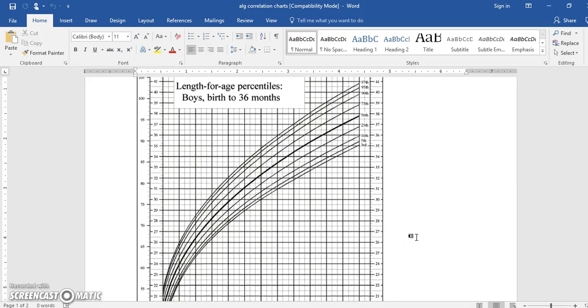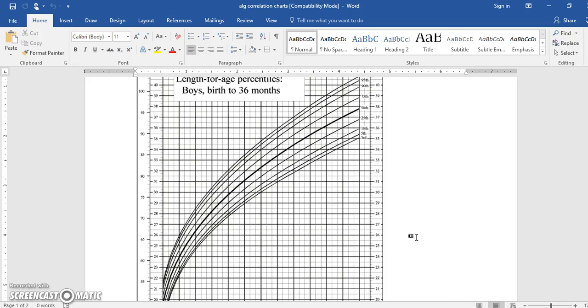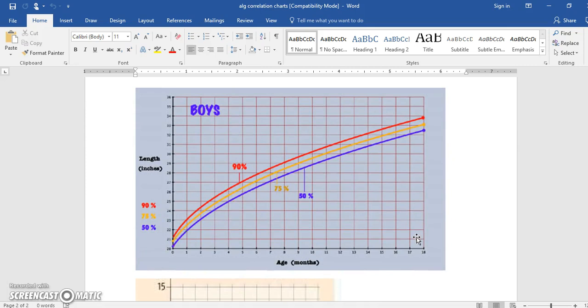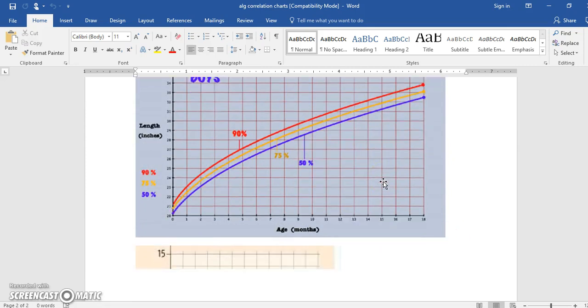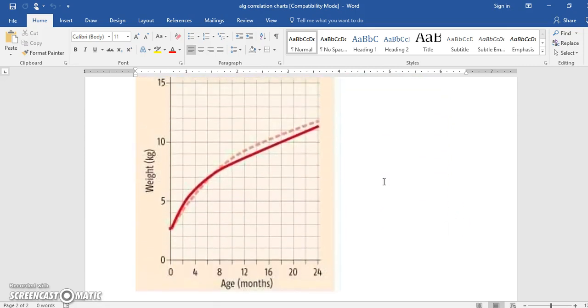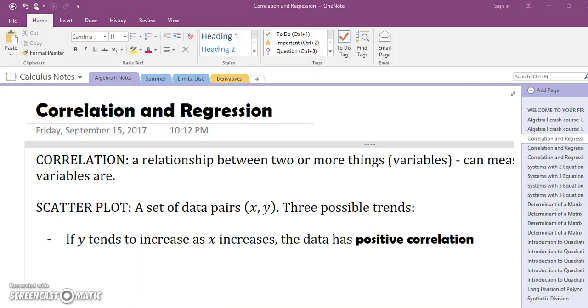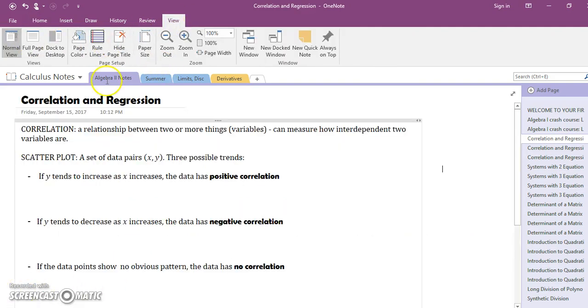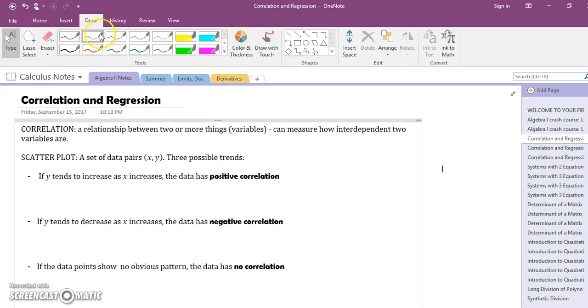Whenever your parents took you to the doctor, they would compare your length to this chart. Here is another more simple diagram of the same thing. The doctor would also take your weight every month, and they would plot you on a similar correlation chart to see what percentile you were in. So these are examples of positive correlation that you would see in everyday life. There are three main types of correlation, and they are positive, negative, and none.